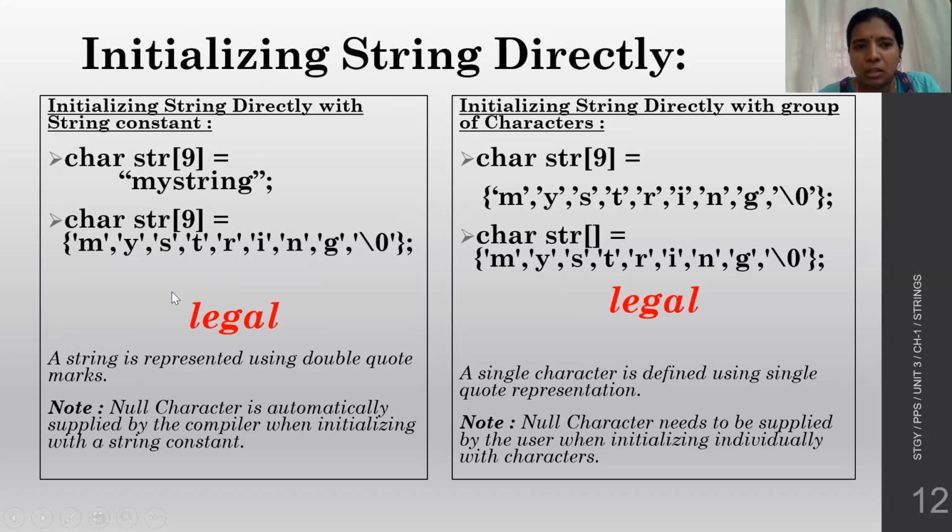So there is a difference here that all of us can understand. Whenever you are supplied with a string constant, null is automatically supplied by the compiler itself. Suppose I'm initializing a string with a string constant, null need not be mentioned because it is given by the compiler automatically. But whenever I initialize with multiple single character constants, null needs to be supplied by the user. This needs to be taken care of.